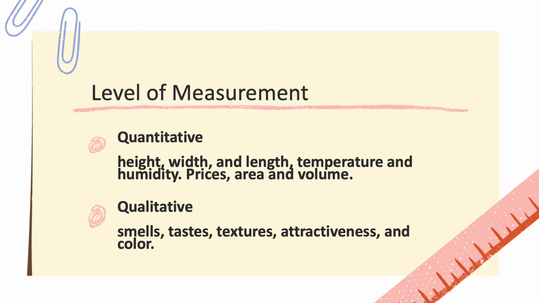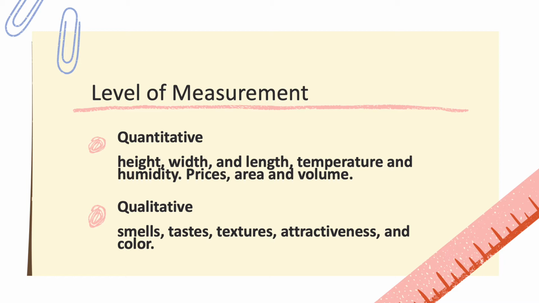At the highest level, two kinds of data exist. This is the quantitative data and the qualitative data. Quantitative data deals with numbers and things that we can measure objectively. Dimensions such as height, width, and length, temperature and humidity, prices, area, and volume. While on the other hand, qualitative data deals with characteristics and descriptors that can't be easily measured but can be observed subjectively, such as smells, tastes, textures, attractiveness, and color.